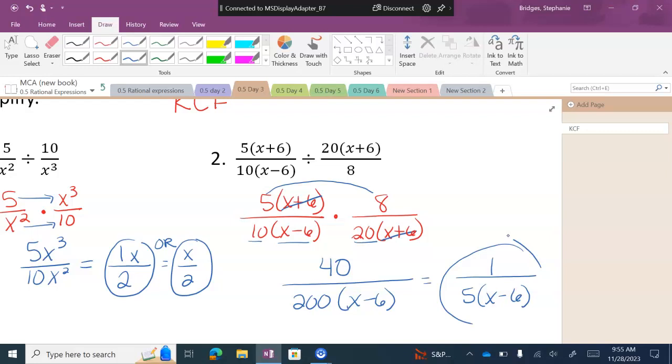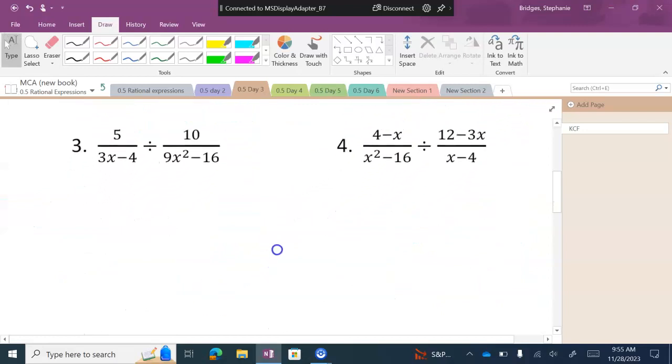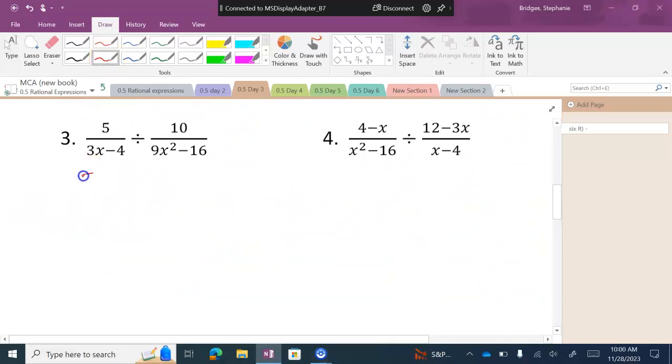Everybody okay with that? I want you to try 3 and 4, changing it into a multiplication problem.